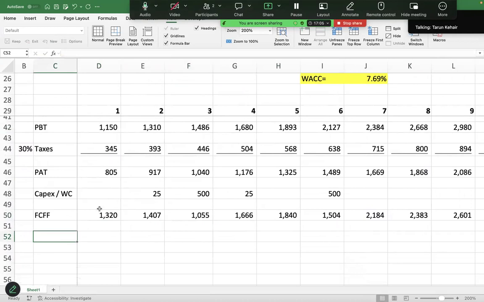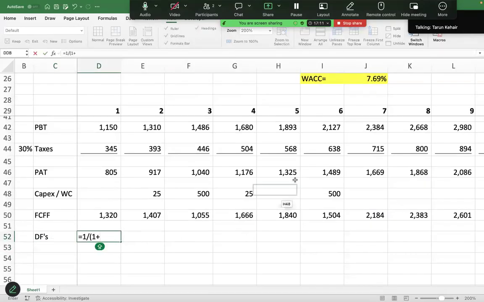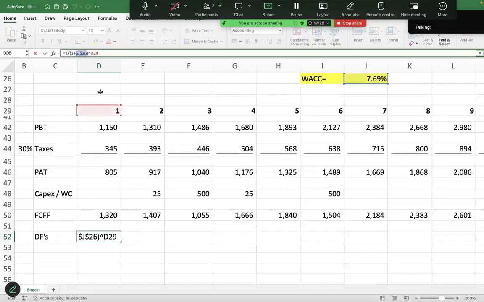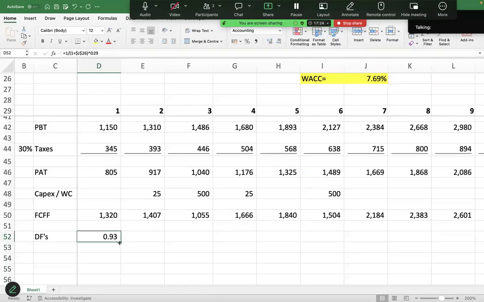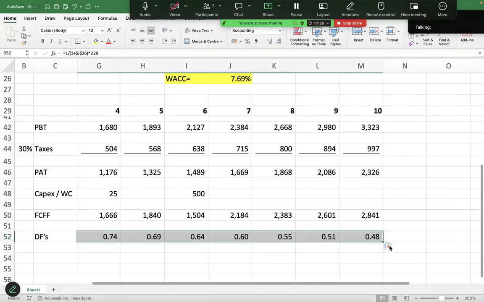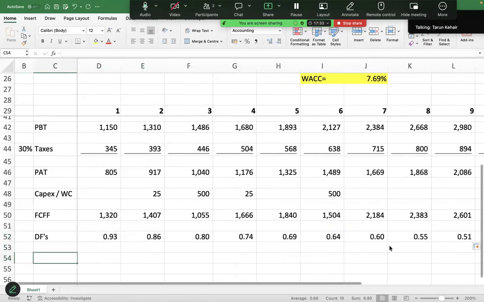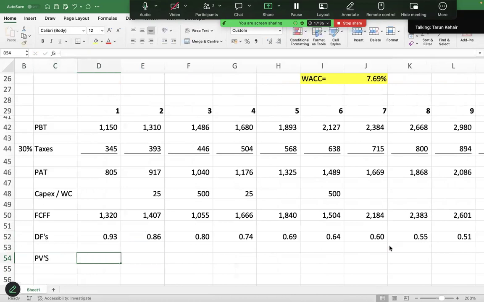So now we will use discounting factors, which will be basically 1 by 1 plus WACC to the power of 1, 2, 3, 4, 5. These are your discounting factors. Multiply both, you will get your present values.